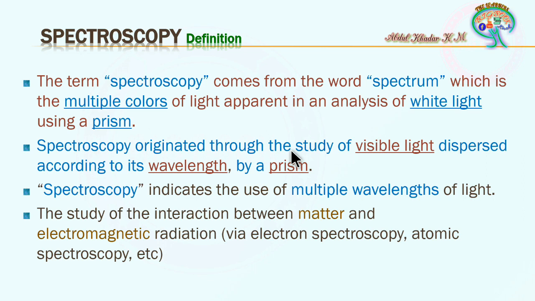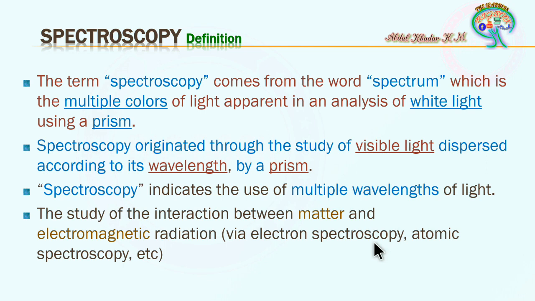So both of these are definitions, and both hold good. Here spectroscopy signifies multiple wavelengths of light. In total, we understand that spectroscopy indicates the multiple wavelengths of light passing through a particular medium, where we study the interaction between matter and electromagnetic radiation. Multiple wavelengths are always electromagnetic radiations which pass through the matter, and they show the absorption and the presence of the matter within that particular solution medium.